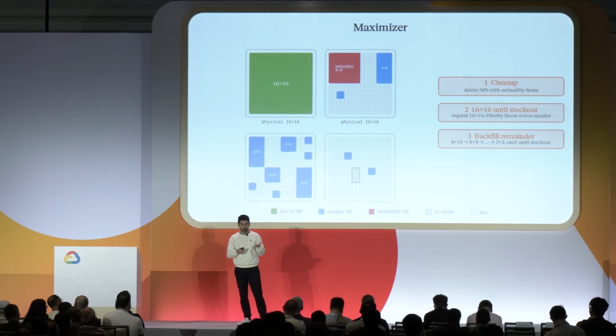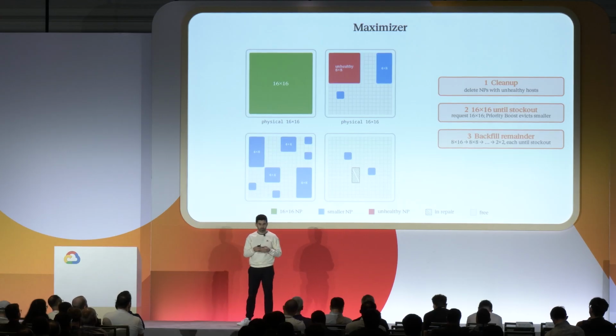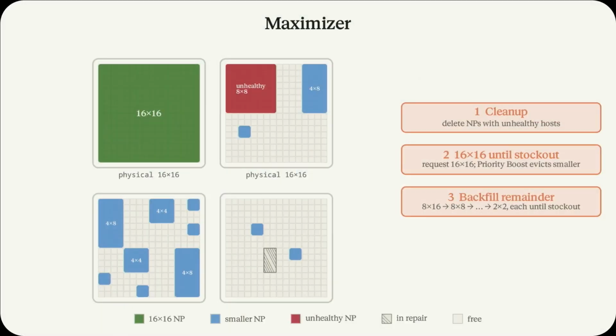So here we can see a snapshot in time. We have a 16 by 16 that's fully healthy. Again, this is back in 2024, so we don't yet have the functionality that Kavitha just outlined. We have an 8x8 that has gone unhealthy. Then we have a few other smaller topologies spread around our capacity. And I've included here one specific host that's in repair.